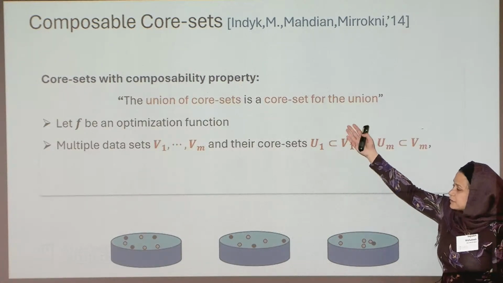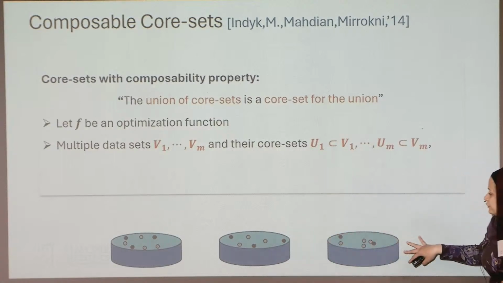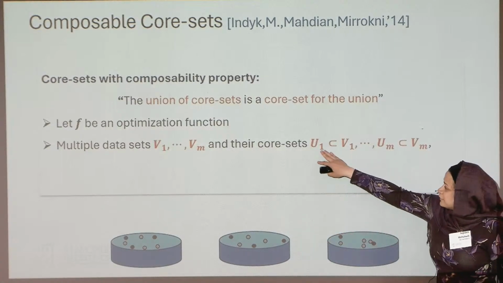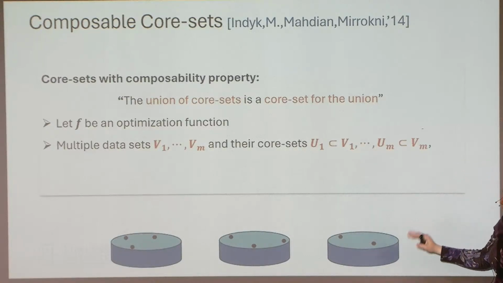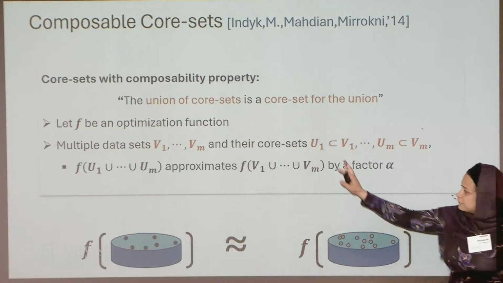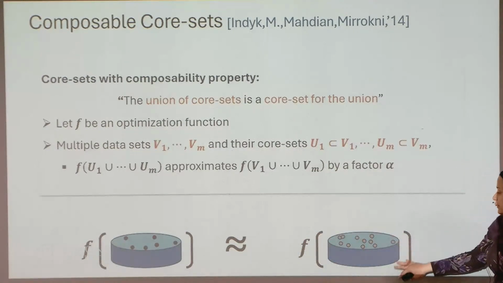we have, again, some optimization function, and then we have multiple data sets, V1, V2 to Vm. We want to find subsets U1, U2 to Um, such that if we take the subsets and take their union, the value of the function f over the union of the coresets approximates the value of f over the union of the original data sets. Okay? So if we have this property, we say that our coreset has the composability property. And I'll tell you in a minute why this composability property is important, especially for sublinear algorithms.